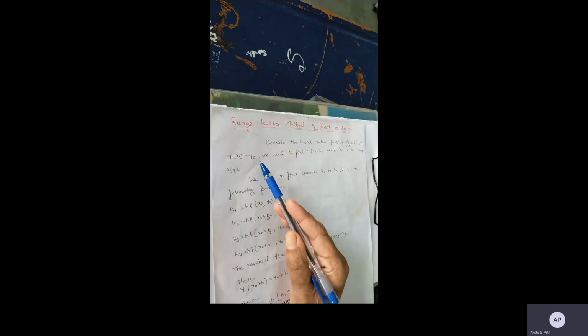Before starting the examples, once again I will recall the Runge-Kutta method of fourth order. In this method, we consider the initial value problem, an ordinary differential equation in the form dy by dx equals the function of x comma y, with the initial condition y of x naught equals y naught. Here we need to calculate y of x naught plus h. We already know h is the step size length, or equally spaced values of x data points. Before calculating this, first we need to compute k1, k2, k3 and k4 by using the following formulas.